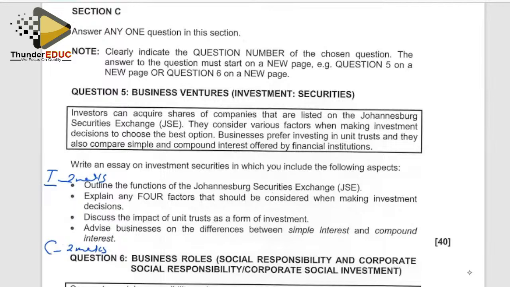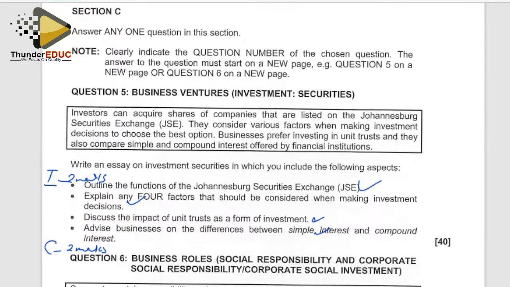Okay, right. So now we are going to discuss these issues or these points. Let's check our introduction. Under introduction, we are going to say that the Johannesburg Securities Exchange is a formal market trading in shares, comprising all public companies that have been listed. You can also say that investors should make an informed decision when investing in this particular type of shares. That is our introduction, and it's 2 marks.